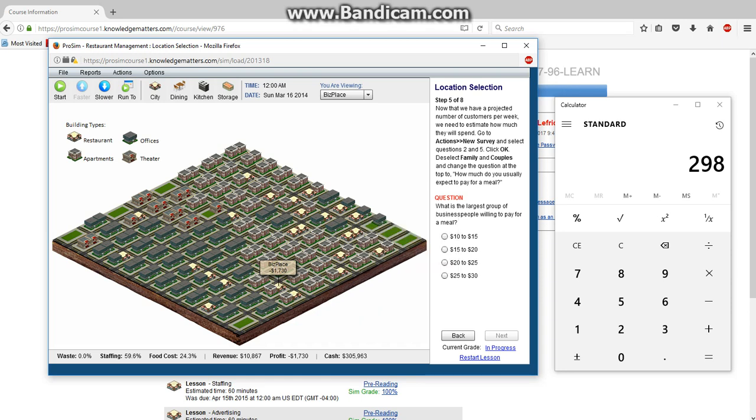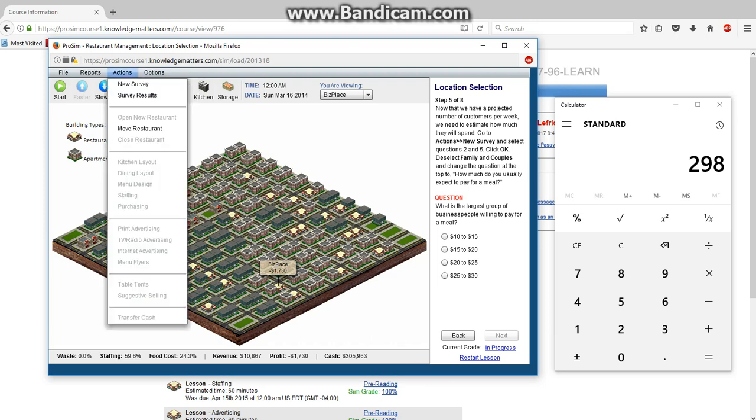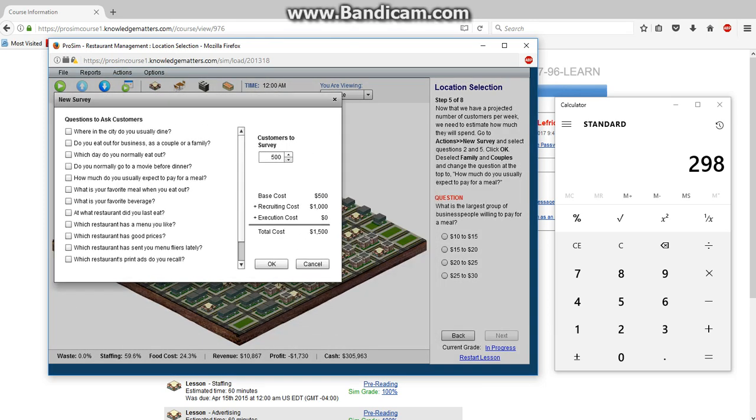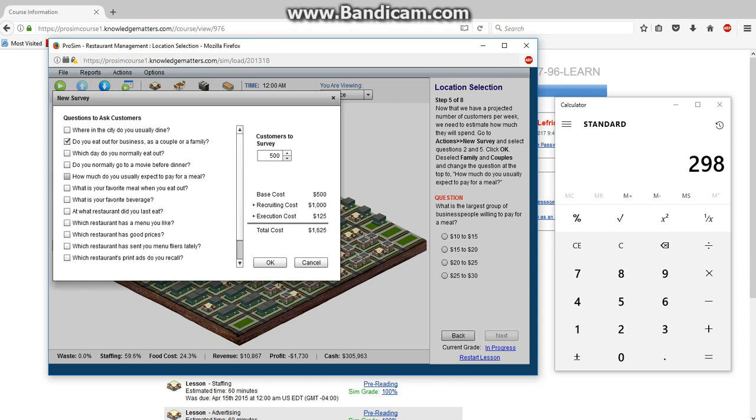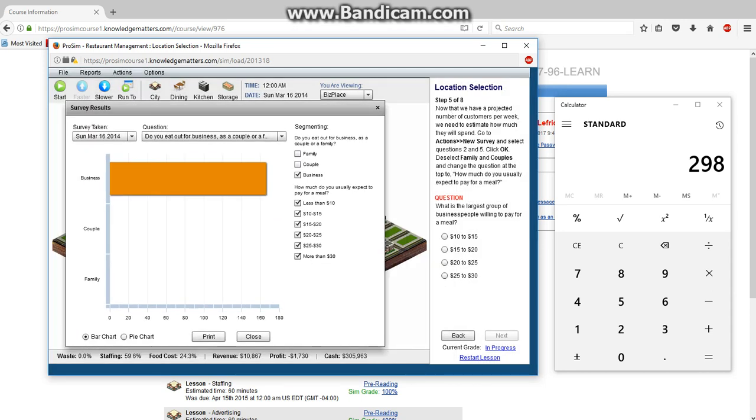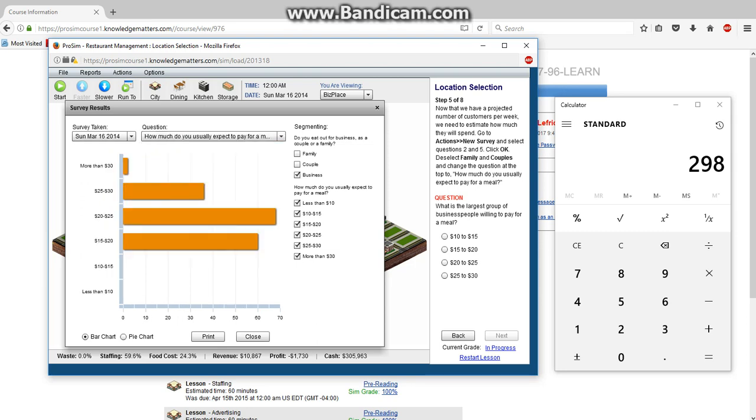Here it says go to action and click on new survey and select question 2 and 5, and then deselect, hit OK. Gonna deselect family and couple, and how much do you usually expect to pay for a meal? So we're gonna select this question.